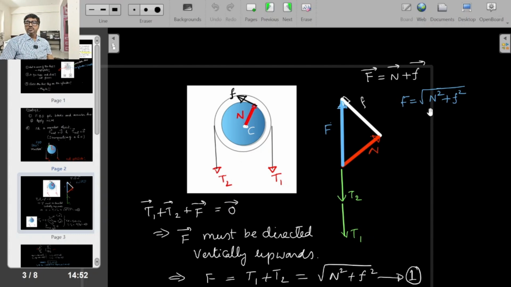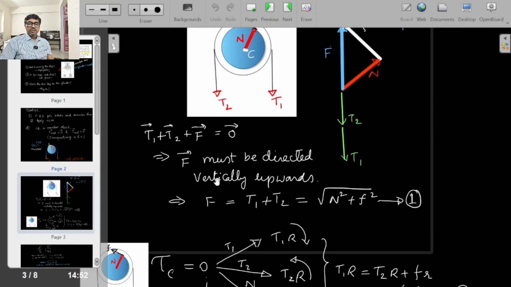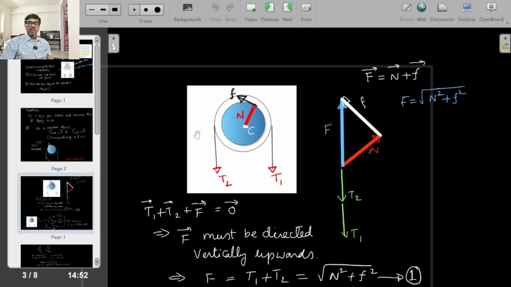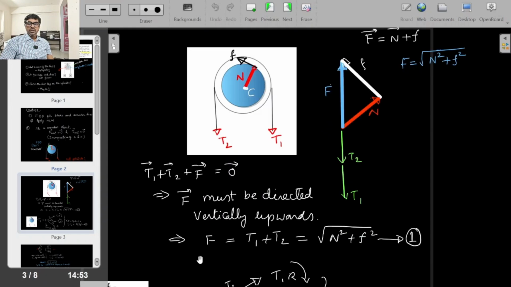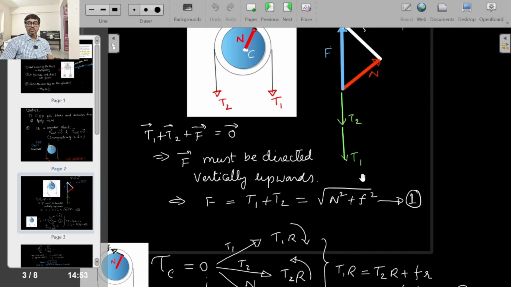So that net contact force is root over N squared plus F squared, and that should balance T1 plus T2. That's what I had mentioned. T1 bar plus T2 bar plus F bar, the resultant of those two contact forces, must be 0, meaning F bar has to be vertically upwards. Otherwise, F is equal to T1 plus T2, which is root over N squared plus F squared. So that is one important equation from the massless rod we have there.